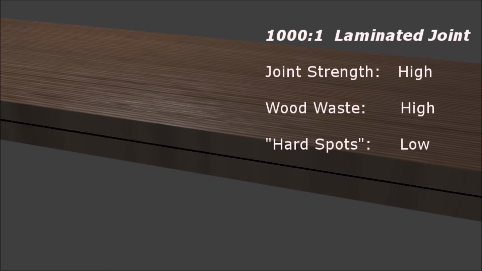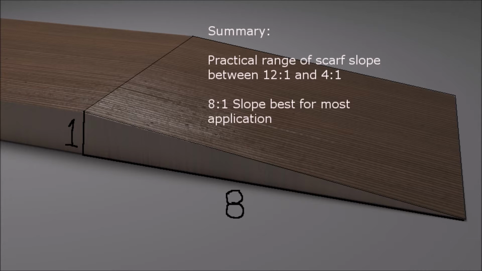Finally, the transition from one board's physical properties to the other board's is extremely gradual, meaning there are no hard spots. To summarize, as the scarf slope increases, the strength decreases, and the hardness of the joint increases, both of which are undesirable. But the wood that is wasted decreases, which is good. Furthermore, long scarf faces are much more difficult to cut.